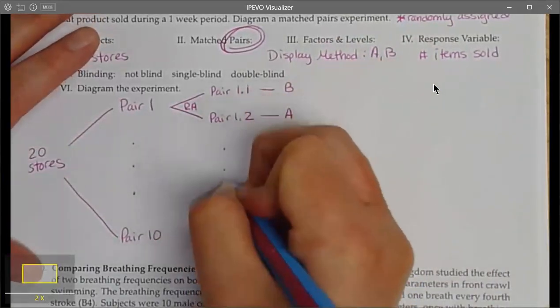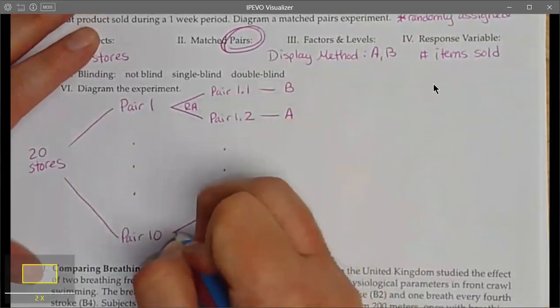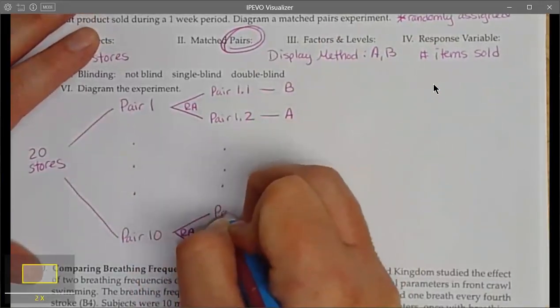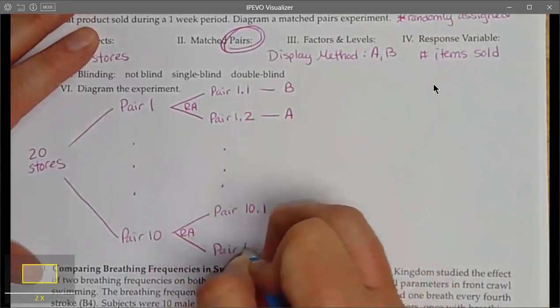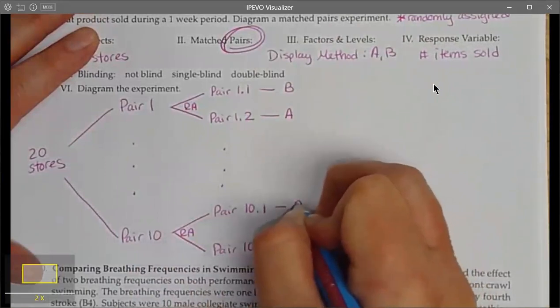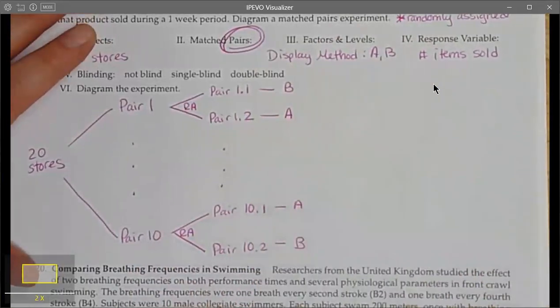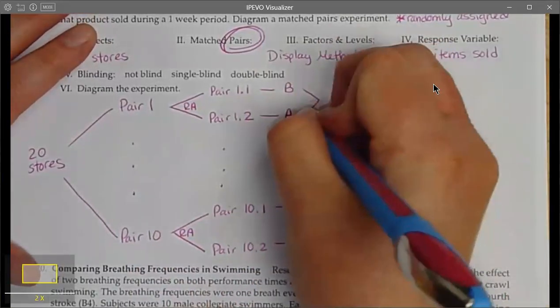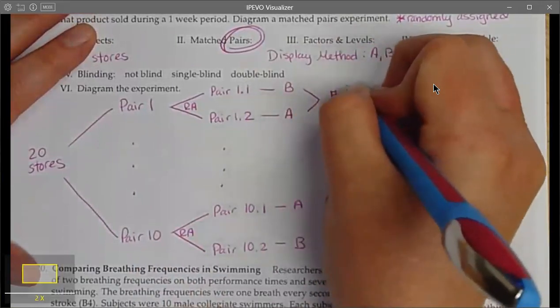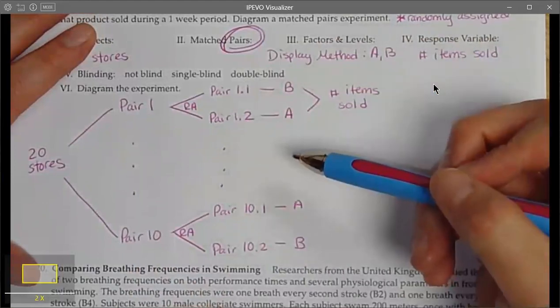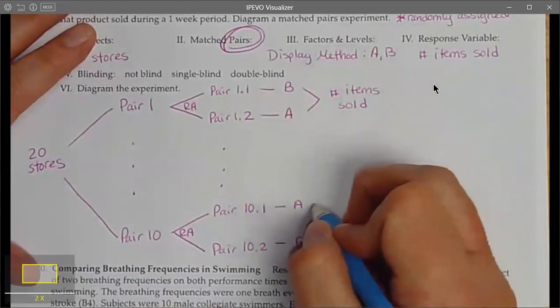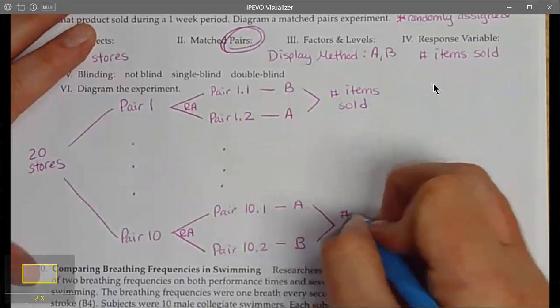Okay, we'll do the same thing with the last pair here. This will be pair 10.1 and pair 10.2 that are randomly chosen. And maybe this one gets A and that one gets B. And then within each pair, we want to compare the number of items sold and see which one of these strategies worked better, whether it was A or B within each pair, or maybe they were the same. That's always a possibility too.